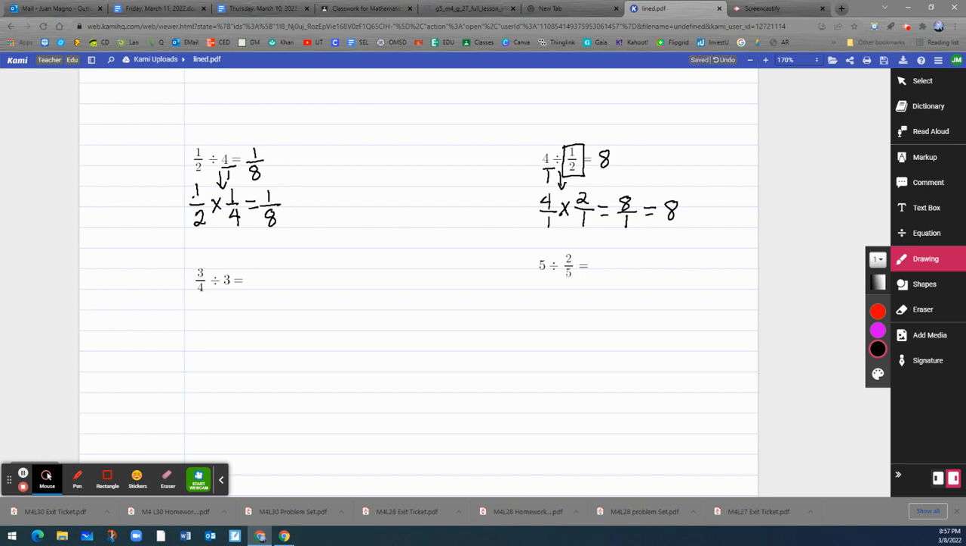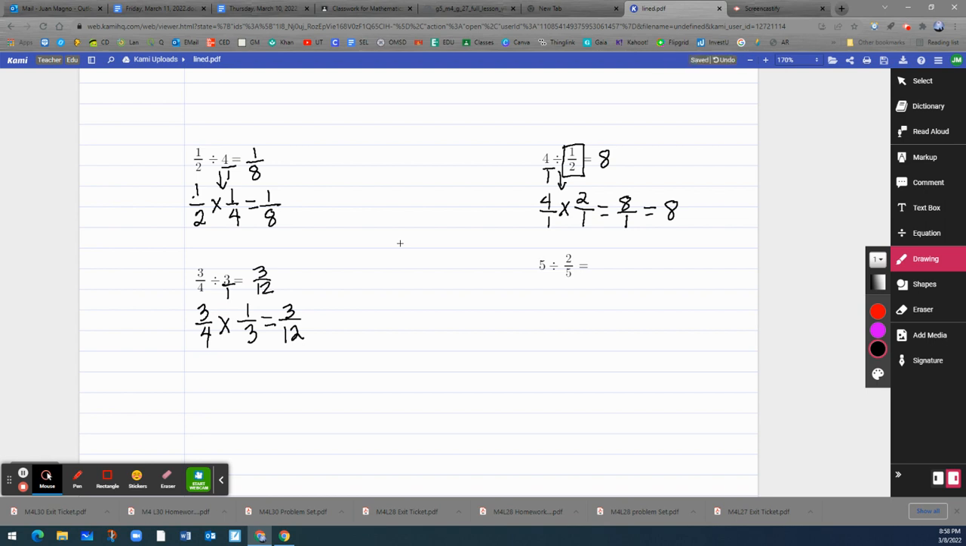One more problem. Let's continue so we can practice. 3 over 4, that number stays the same. That division symbol is going to be replaced by a multiplication symbol. 3 is a whole number, so it must have a 1 as a denominator. Now we're going to use that fraction to find the reciprocal of 3 over 1, which is now 1 over 3. That makes it easier to multiply across. Numerator times numerator, that will be 3. And denominator times denominator, and that will be 12. So now the division, 3/4 divided by 3 equals 3/12.